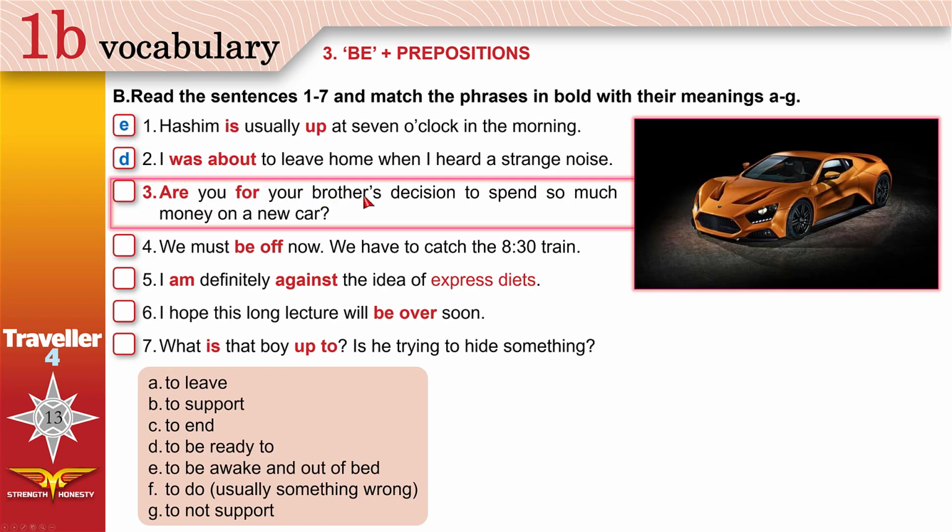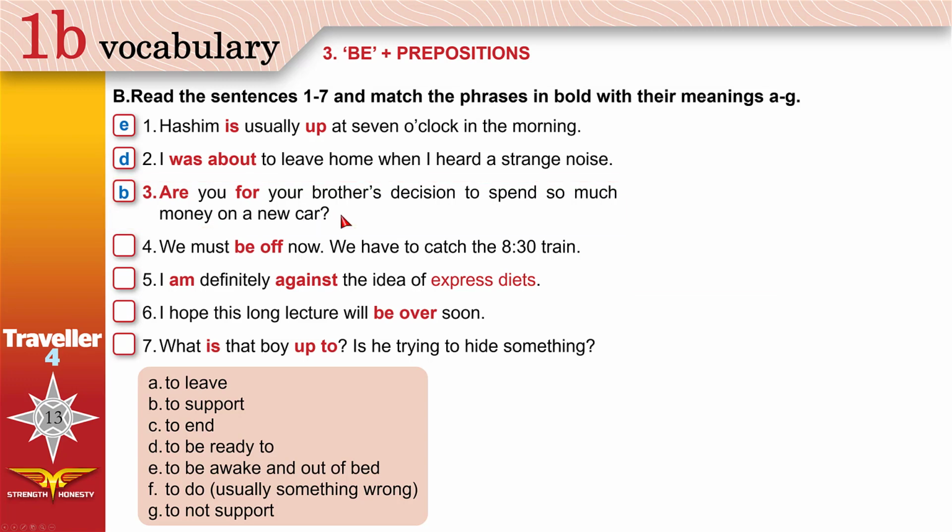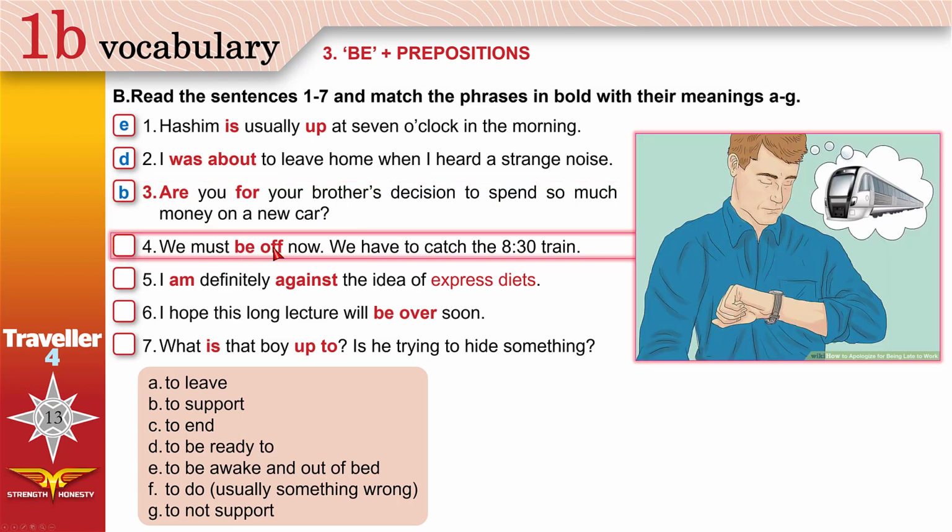Are you for your brother's decision? Are you for the decision means do you like it? Do you support it? Do you think it was right? B. Do you support? You know, he spent a lot of money on a new car. We must be off now. We must be off. We're late. We need to leave immediately. We need to leave. We have to catch the 8:30 train.